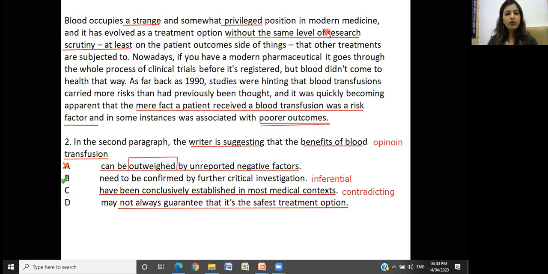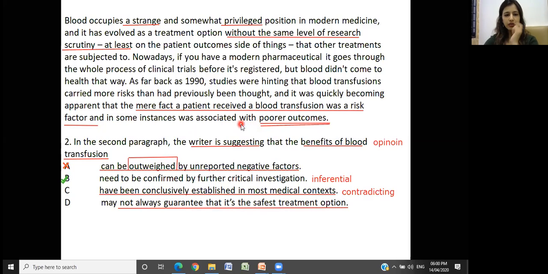Yes, because the point the writer is trying to make through this paragraph is that we do not have enough research, as much research or scrutiny as we have for other pharmaceutical products. We do not have that kind of research for blood transfusion. So that is the reason B is the correct answer.